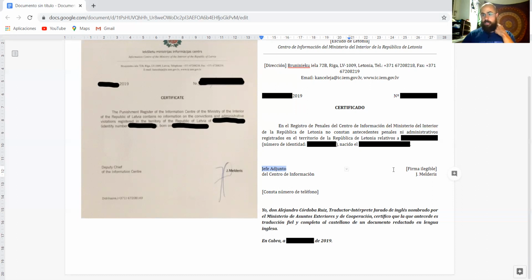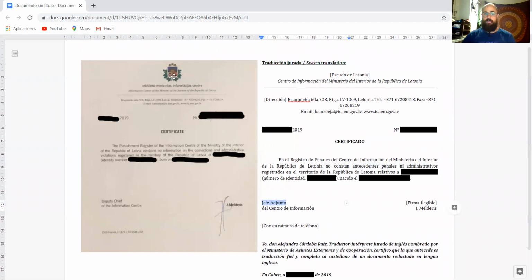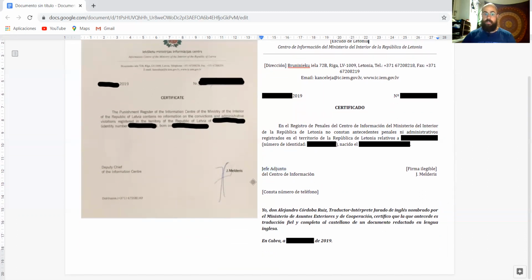And then, as I said in the beginning, I do not usually use the coats of arms or stamps that appear in the original document because I do not have the power to use them, but I like mentioning them. So I do something similar with signatures. I cannot just copy the signature of this person, of the deputy chief of the information center, but I can let the person receiving this document know that there is a signature. So I can just write that there is a firma ilegible or an illegible signature, as I do when I'm translating from Spanish to English, to let them know that there is such a thing on the original document.